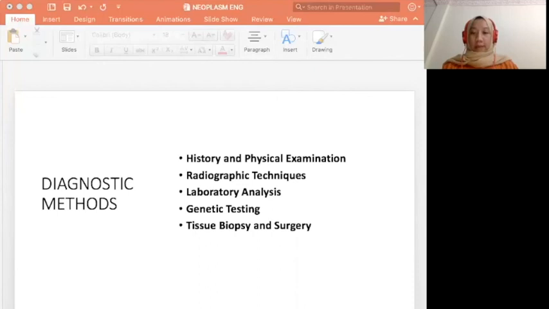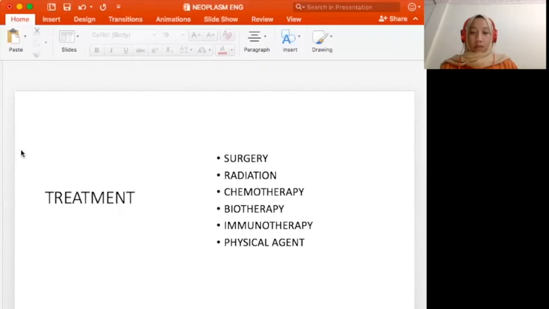Next is laboratory analysis. So in laboratory analysis, we can use CEA, AFP, or HCG, but unfortunately, they are not that specific or sensitive, but there are more specific testing, such as the measurement of PSA levels. And next, there are genetic testing. And next is tissue biopsy. And next is treatment for neoplasia. Surgery, radiation, chemotherapy, biotherapy, immunotherapy, and physical agent.